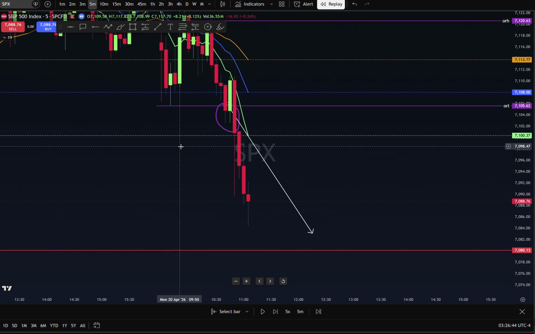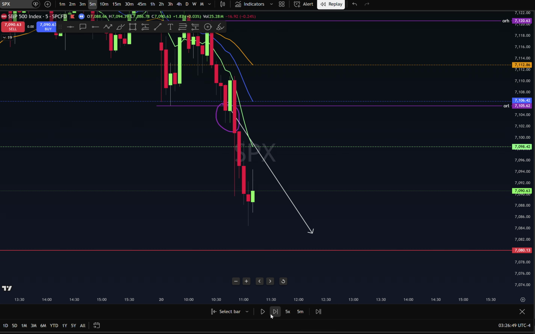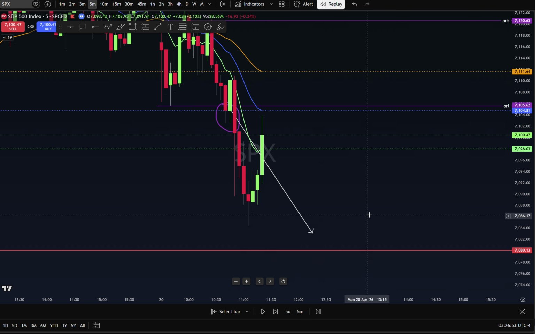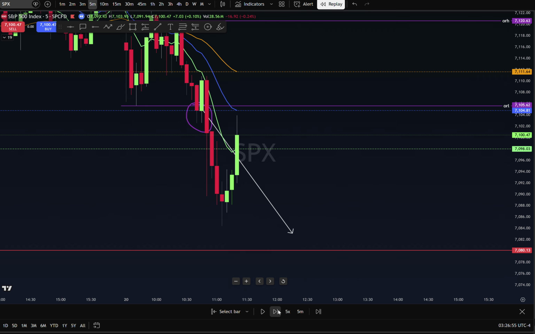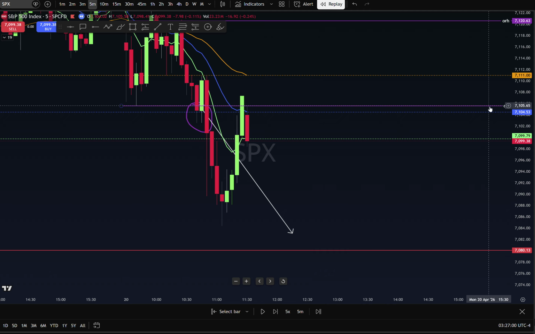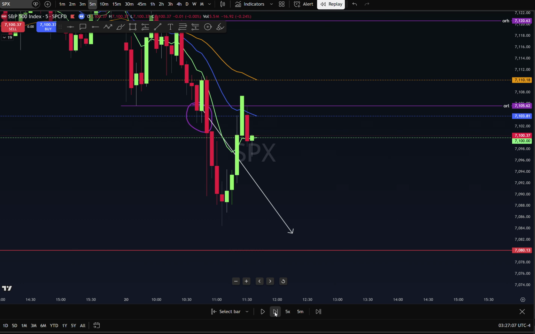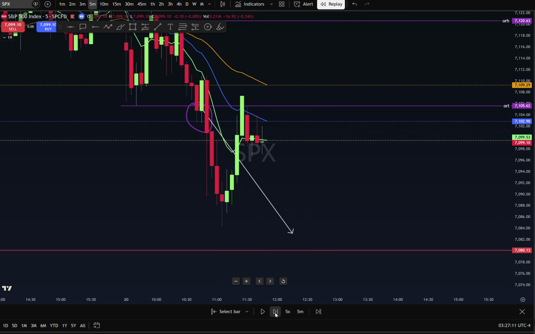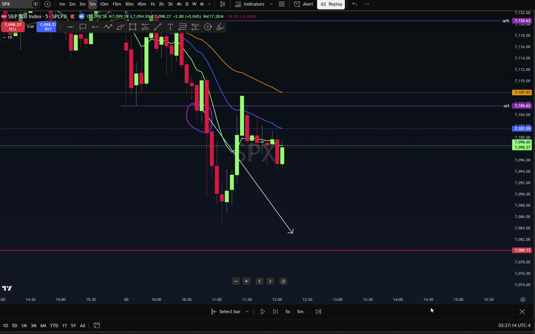So this was the floor, right? You see, it keeps bouncing back. Now this whole day it was chilling around this opening range low. Whole day chilling around opening range low. You look at the EMA, it is still bearish, bearish the whole day. So I was not very convinced to get long.